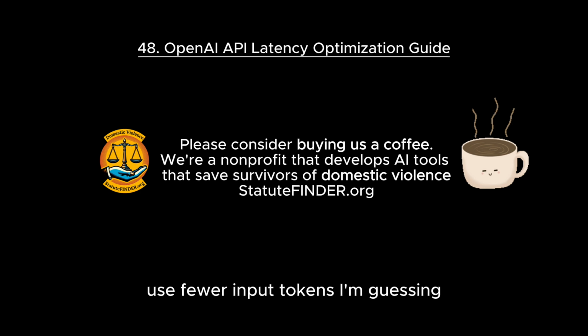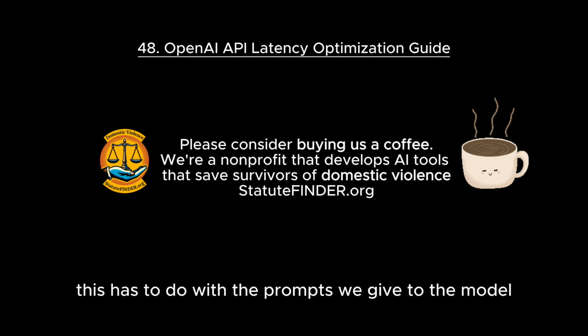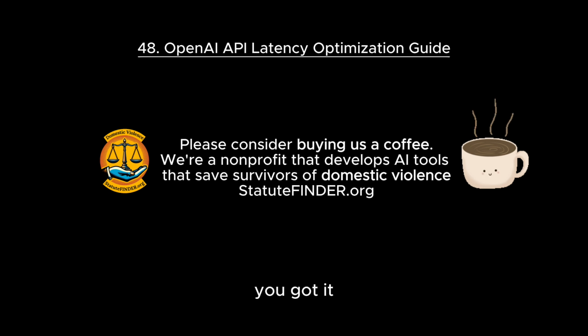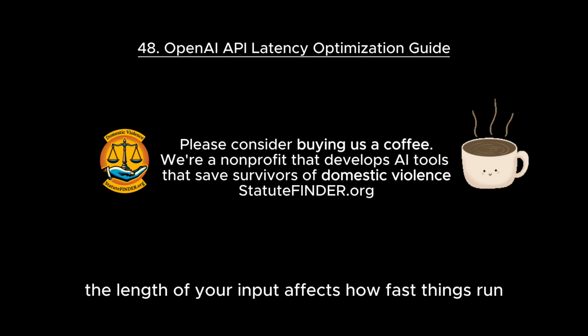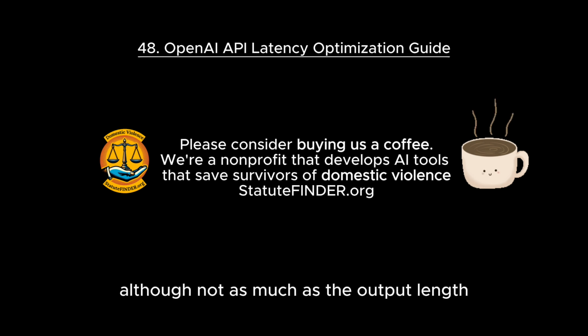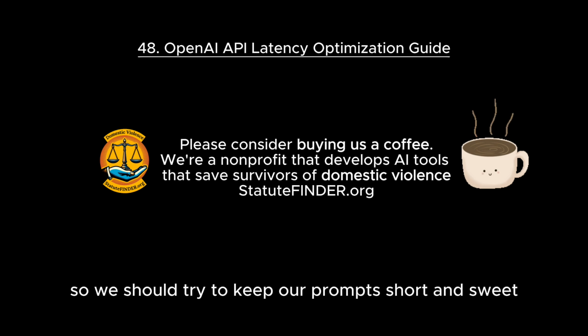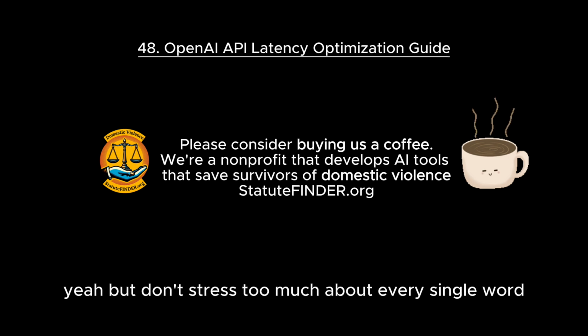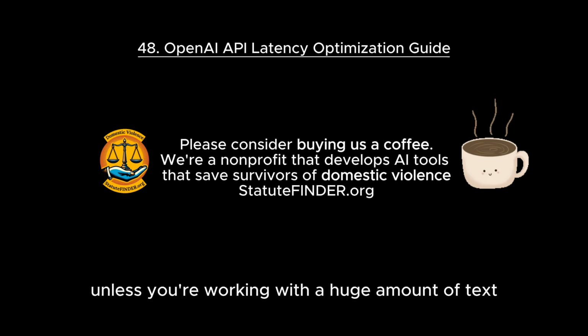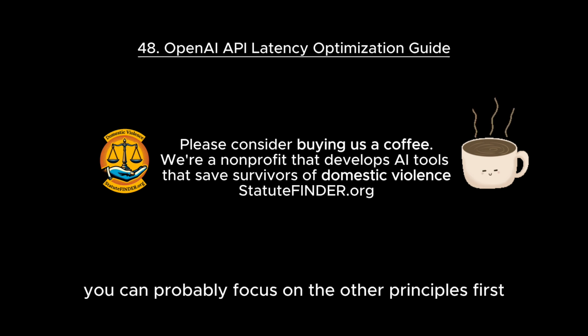Use fewer input tokens. I'm guessing this has to do with the prompts we give to the model. You got it. The length of your input affects how fast things run, although not as much as the output length. So we should try to keep our prompts short and sweet. Yeah, but don't stress too much about every single word. Unless you're working with a huge amount of text, you can probably focus on the other principles first.